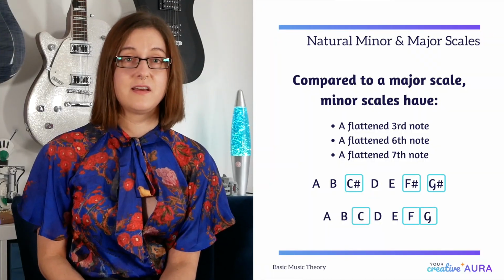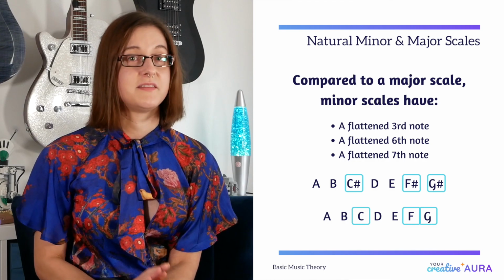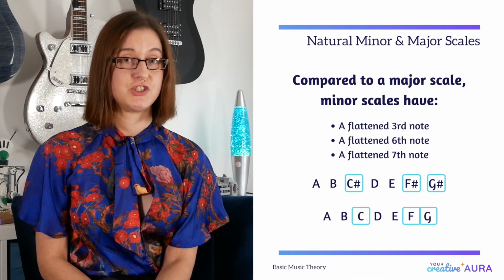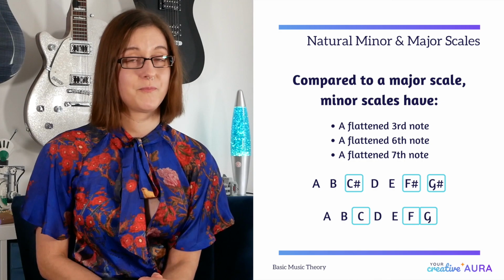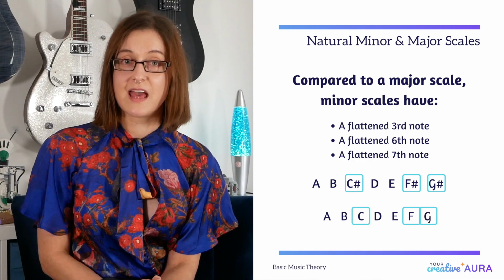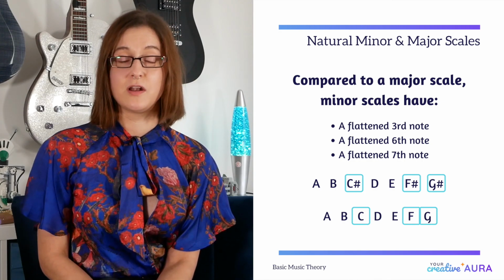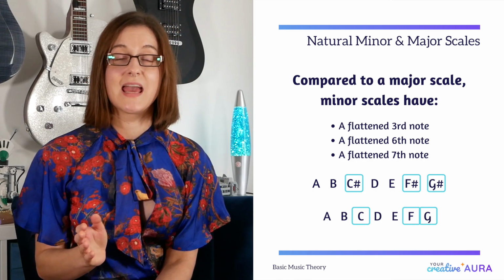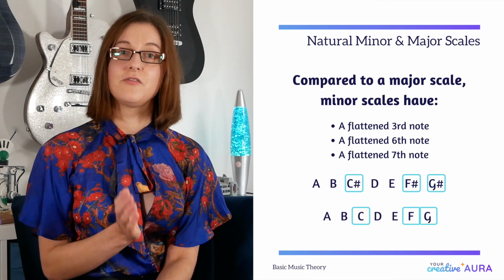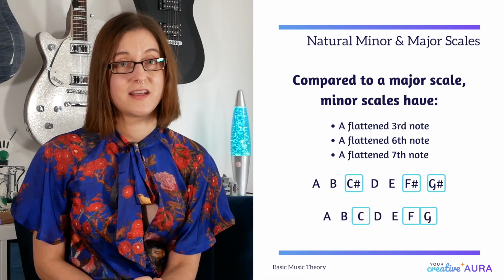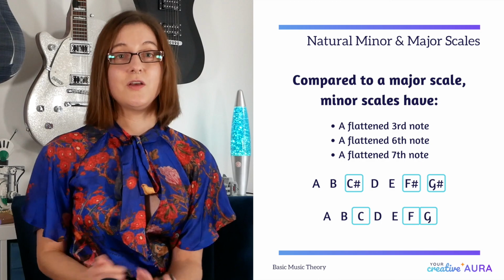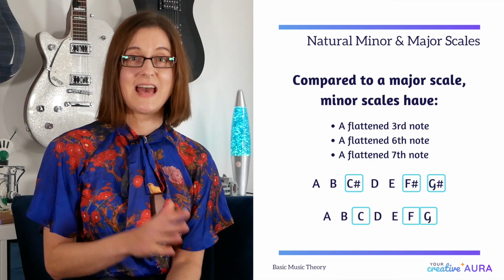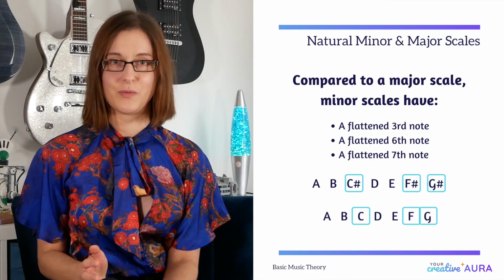If we compare A major and A minor, we can see that the differences are the C sharp, F sharp, and G sharp are in the major scale. However, for the minor scale, these three notes have been lowered by a semitone to C, F, and G. Hence the flat 3, flat 6, and flat 7 in the formula. So let's listen to the A major and the A minor scale afterwards.